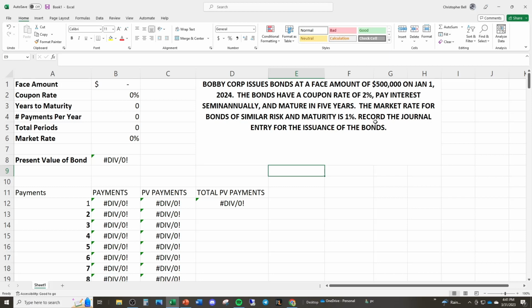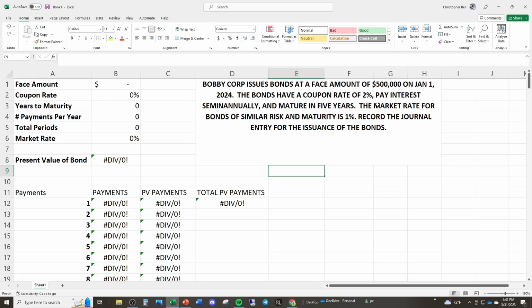Now, when you get a bond problem, immediately what you should think of is, what is the present value of this bond? What is this bond worth now based on the market rate? To break it up into components, we have the face amount, which is the amount that the initial investor is going to get back when the bond is matured. So, for example, if you buy a bond from Bobby Corp, and then after 5 years they pay you back, you're going to get $500,000 back. That's the face amount, the stated value of the bond.